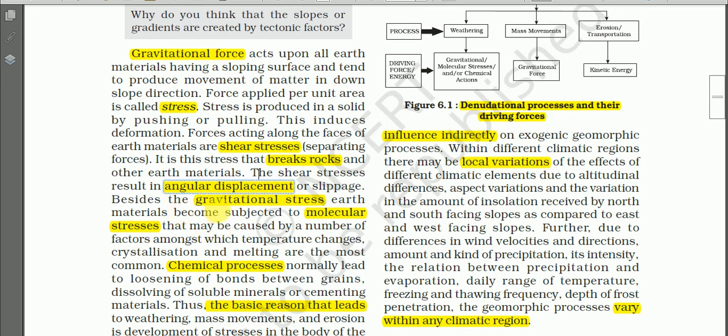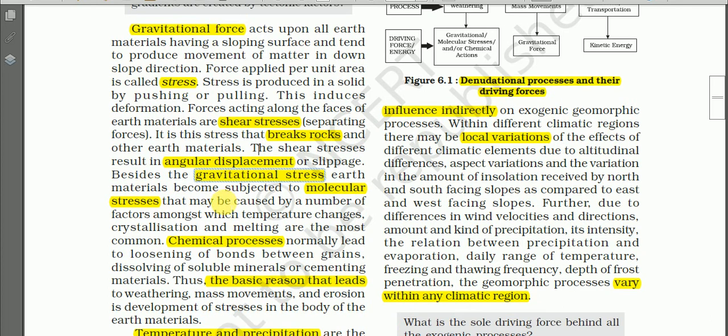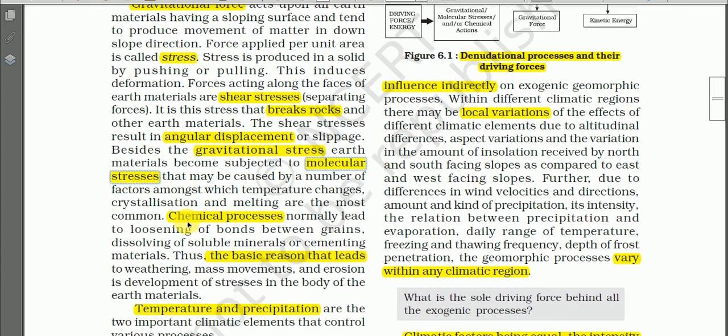Besides the gravitational stresses, the earth material becomes subjected to these molecular stresses. That means we have two important major types of stresses. One is the gravitational stress, another one is the molecular stress. We have discussed the gravitational stresses, that is compression, then tension, then this sliding, that is shear stresses.